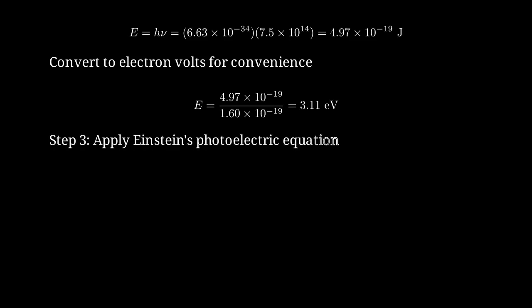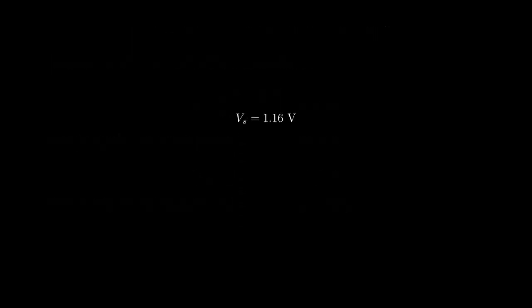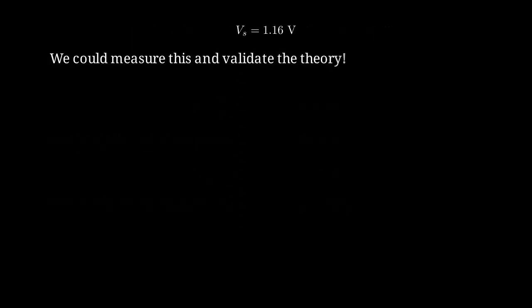Now use Kmax equals E photon minus phi. Kmax equals 3.11 minus 1.95 equals 1.16 electron volts. Since Kmax equals eVs, and we're already in electron volts, Vs equals 1.16 volts. This is our prediction. We could perform this experiment and measure the stopping potential. If we get 1.16 volts, Einstein's theory is validated for this specific case.